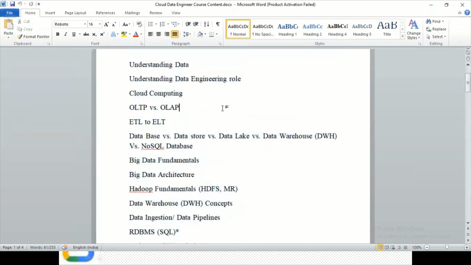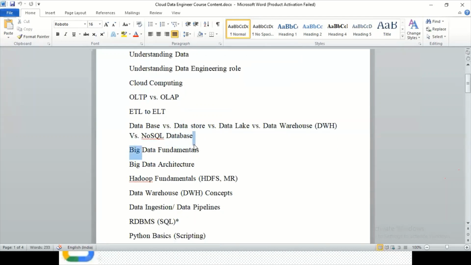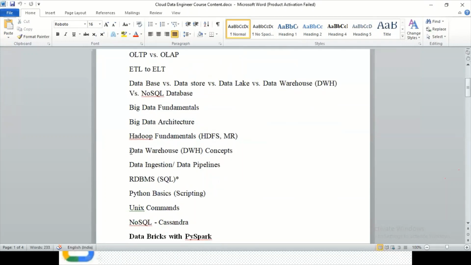I will start with understanding the data engineering role, OLTP, OLAP, what is cloud computing, ETL, ELT, and explaining the database, data store, data lake, data warehouse, NoSQL, and the big data fundamentals, big data architecture, Hadoop fundamentals, and data warehouse concepts. These are common things.